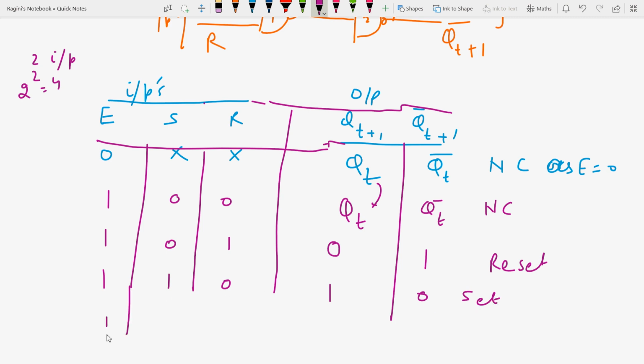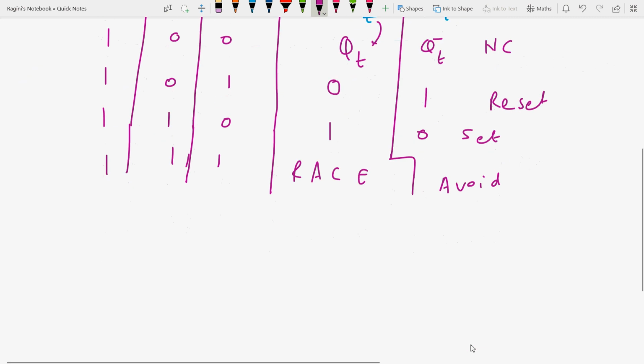Now again, if E is 1 and S and R are both 1 together, this will be a race condition. This will be known as the race condition, or the indeterminate state. So you have to avoid this condition. Okay. Now we have to generate the excitation table.